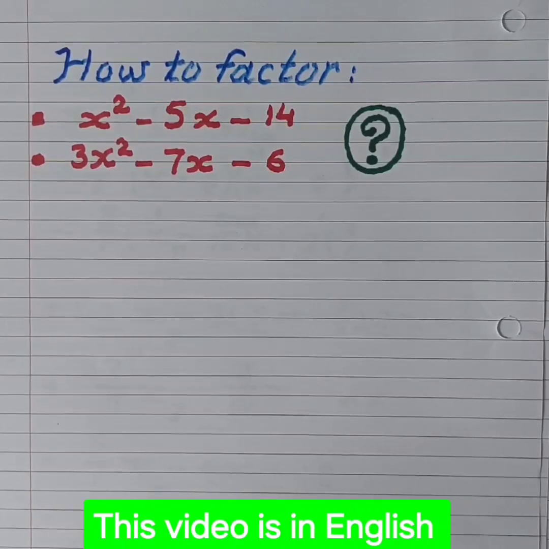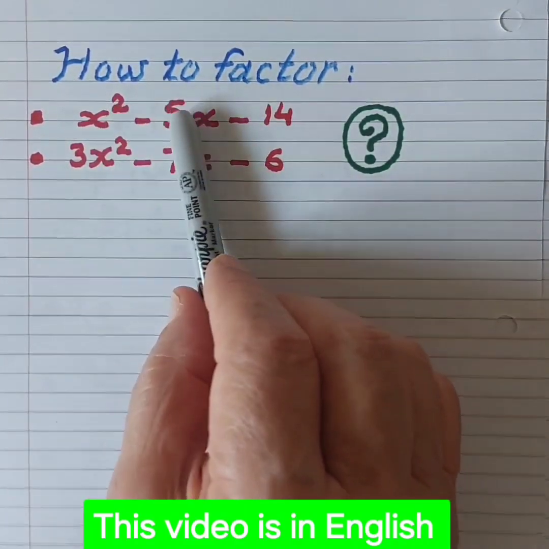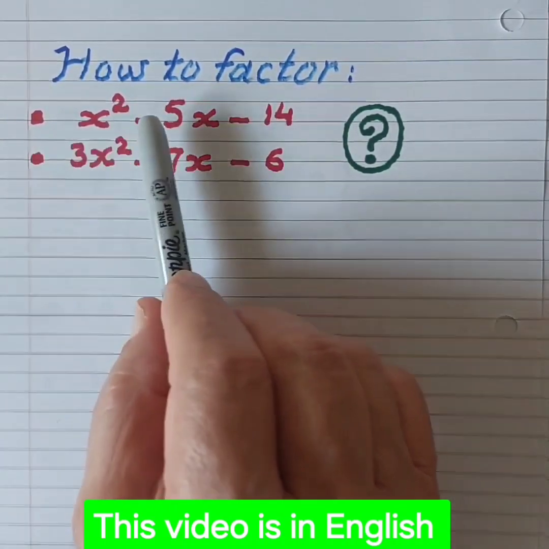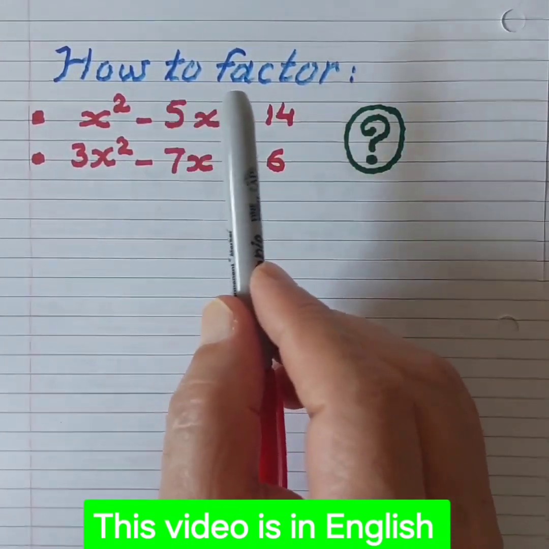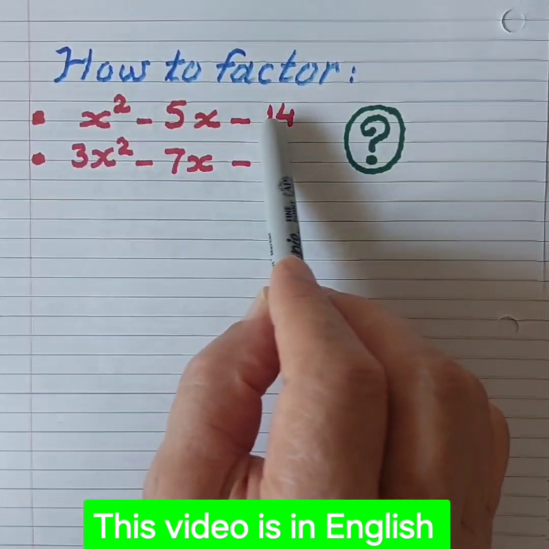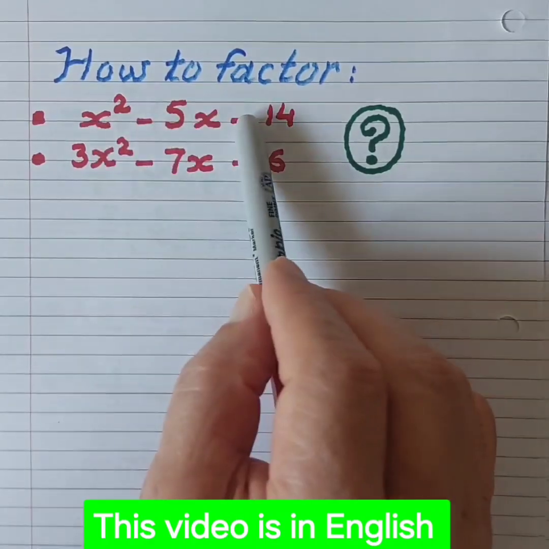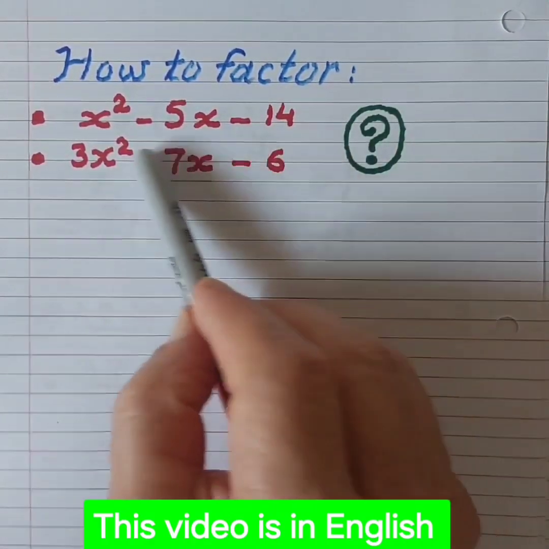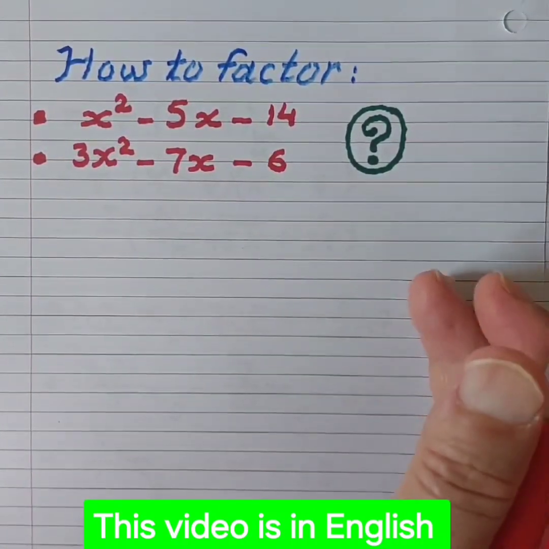What does factorization mean? It means changing the form from terms separated by signs like minus or plus into multiplying factors. I mean these three terms here, which are known as a trinomial, we need to change into two multiplying factors. And the same thing with the other trinomial. How can we do that?